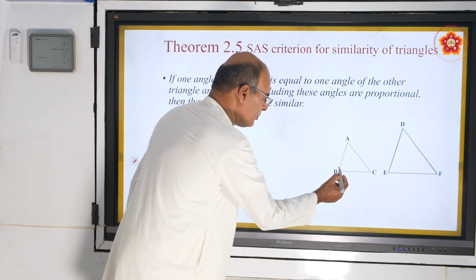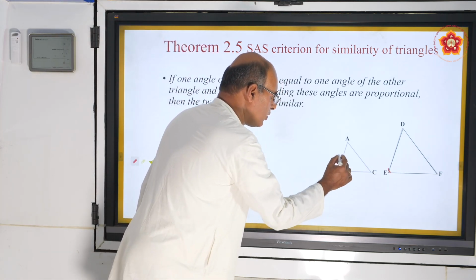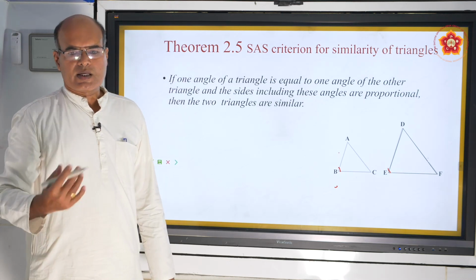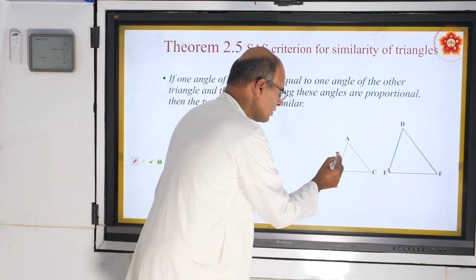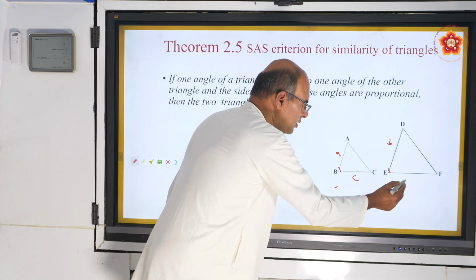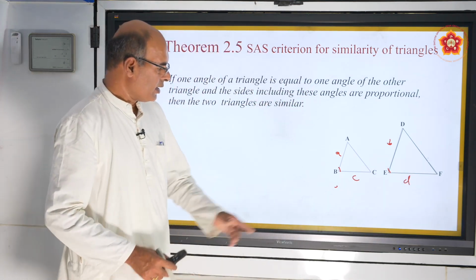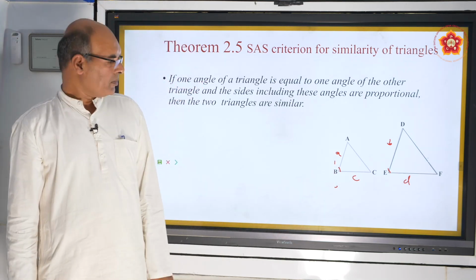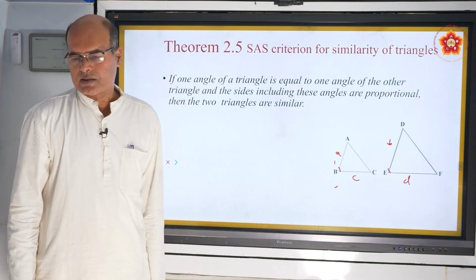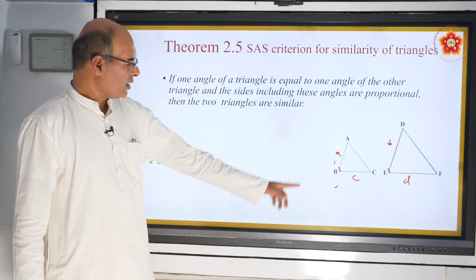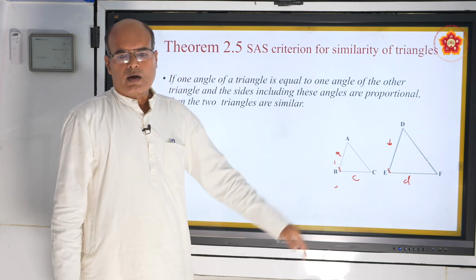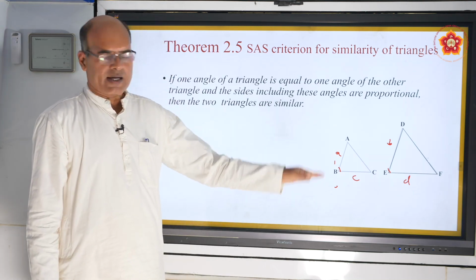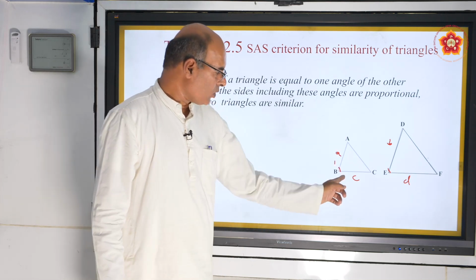So if we know that angle B is equal to angle E, and if we know that AB by DE is in the same ratio, let it be A, B, C, D, the included sides. Included sides means side A and side C are adjacent to angle B. Angle B is formed by those sides. So these are called included sides. The included sides of one triangle are in the same ratio as the included sides of the other triangle, or the corresponding included sides are in proportion. A is to B is equal to C is to D.